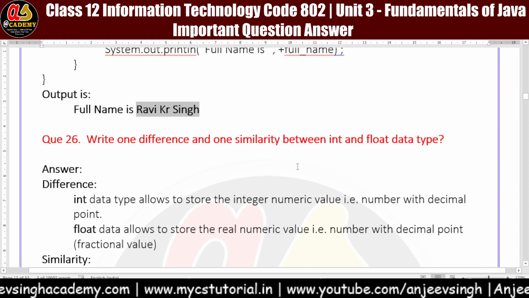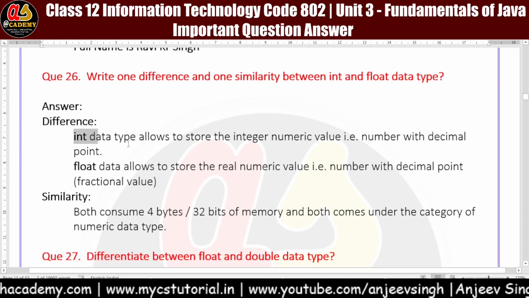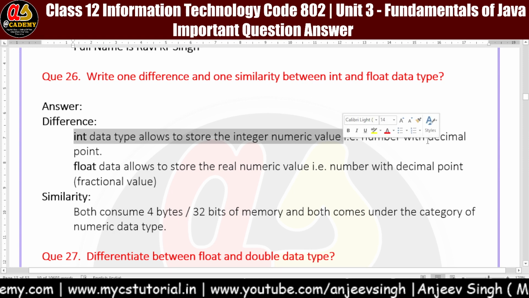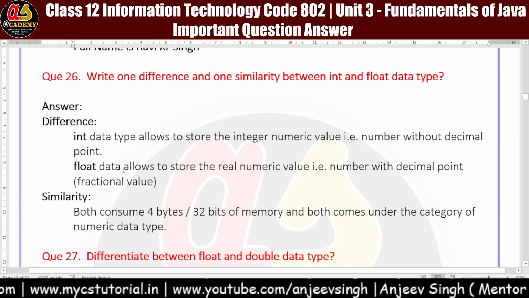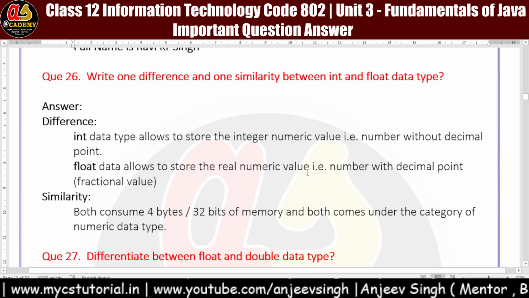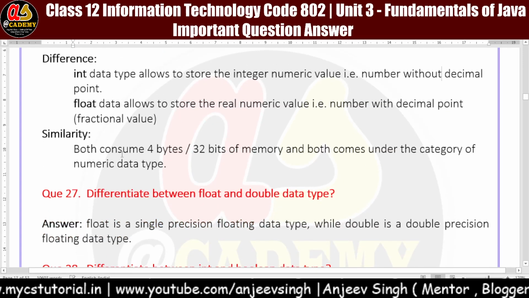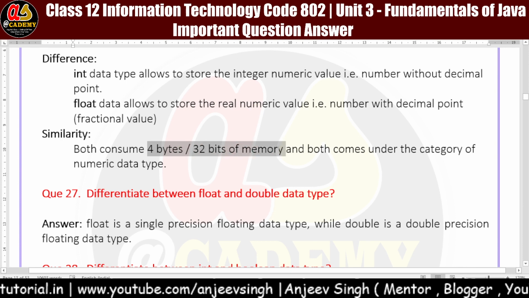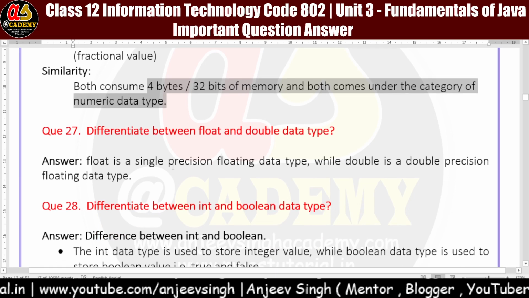Write one difference and one similarity between integer and float data type. First difference, the integer data type allows storing integer numeric values, that is numbers without a decimal point, while the float data type allows storing real numeric values, that is numbers with a decimal point, the fractional values. What is the similarity? Both consume 4 bytes, 32 bits of memory, and both come under the category of numeric data types. So these are the similarities between them.